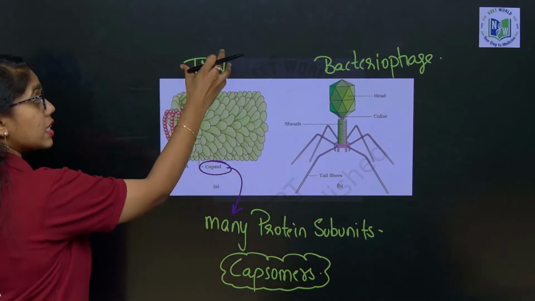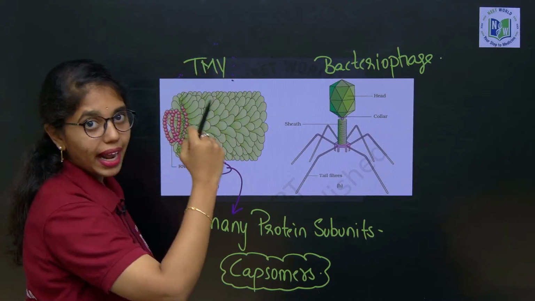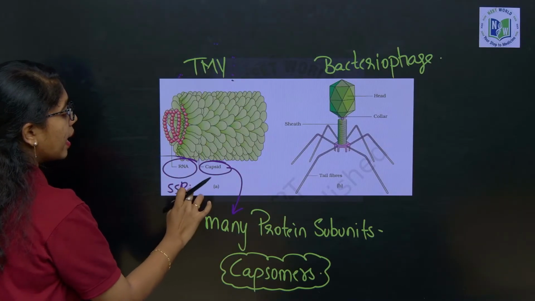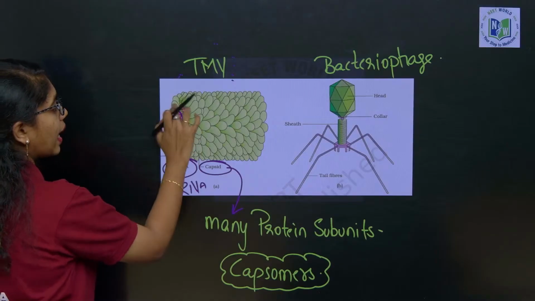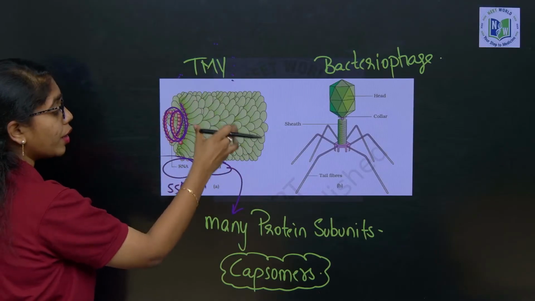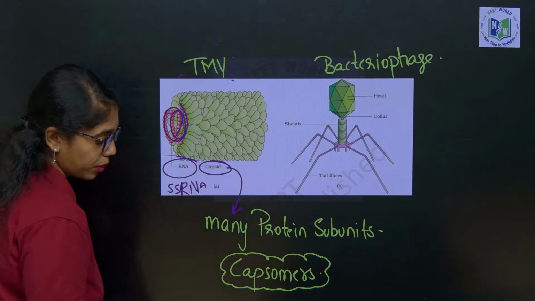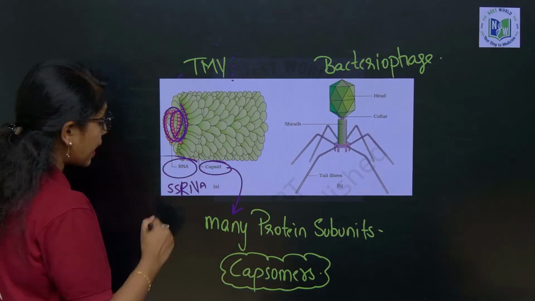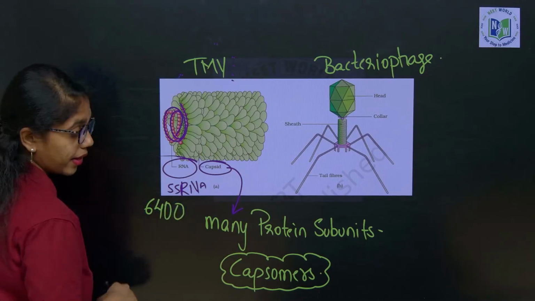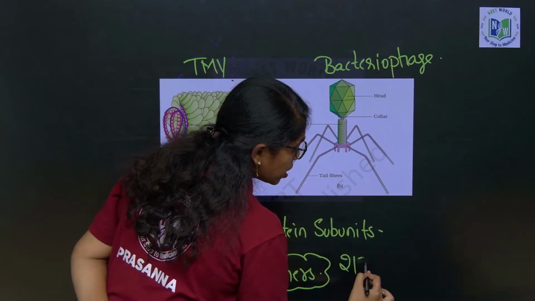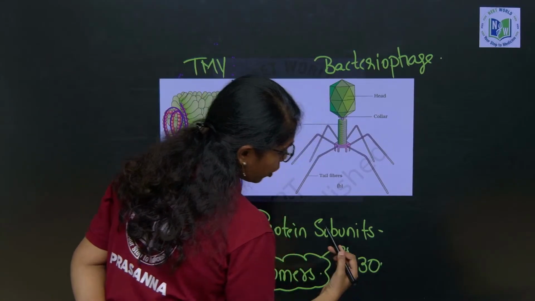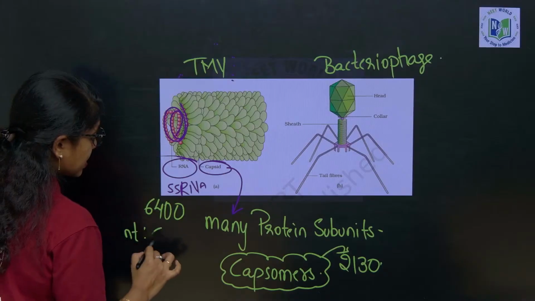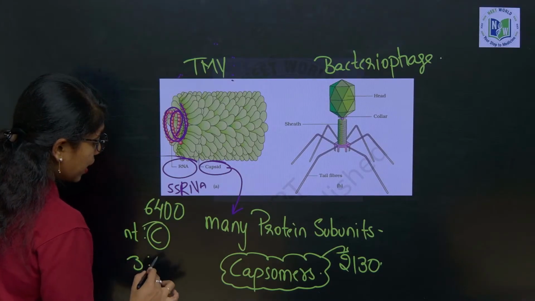As it is tobacco mosaic virus which affects a plant, you can remember it that way. This is RNA, that is single stranded RNA, and you can observe a protein coat, the capsid, where you have many protein subunits, the capsomeres. In the RNA you can observe 6400 nucleotides, and here you can see approximately 2130 capsomeres. If you take the ratio of nucleotides to capsomeres, it is 3:1.